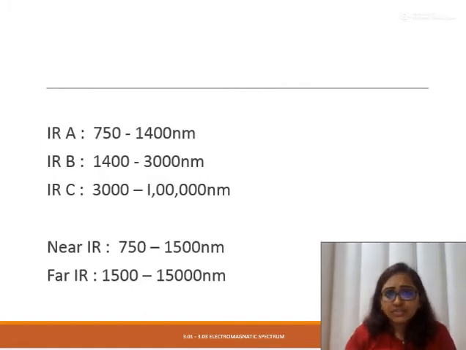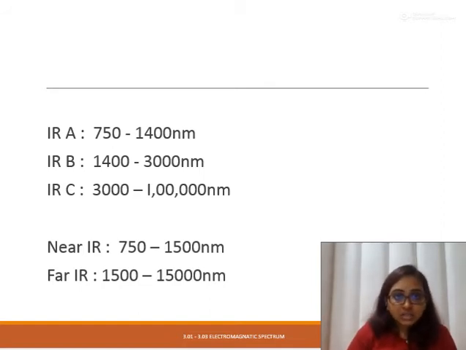There are three types of infrared radiations based on their wavelengths. You have infrared radiations of the A type, which is 750 nanometers to 1400 nanometers on the wavelength spectrum. You have IRB, which is 1400 to 3000 nanometers, and IRC, which is 3000 to 1 lakh nanometers.